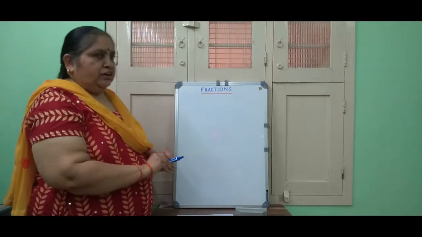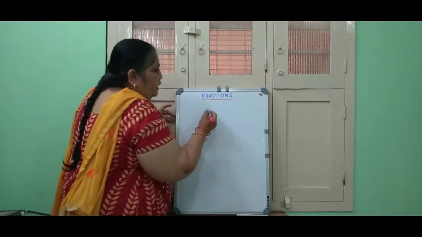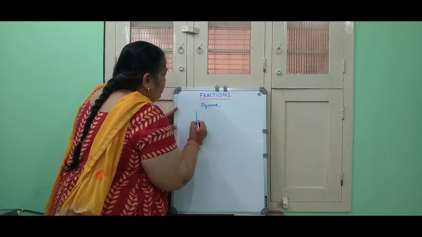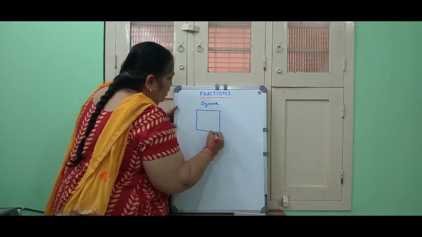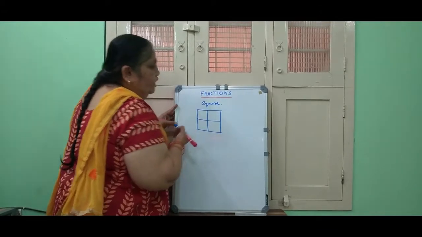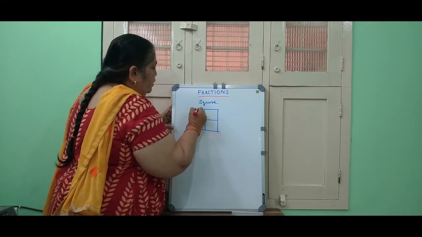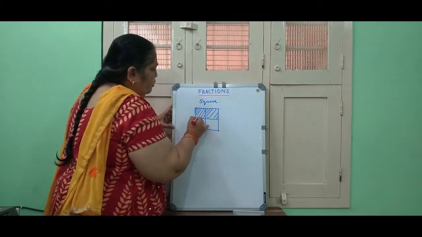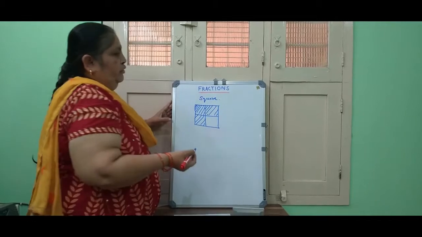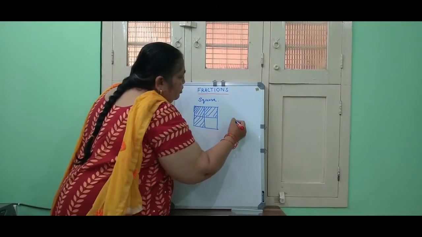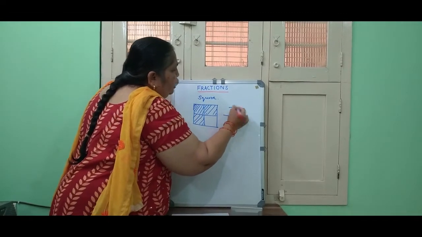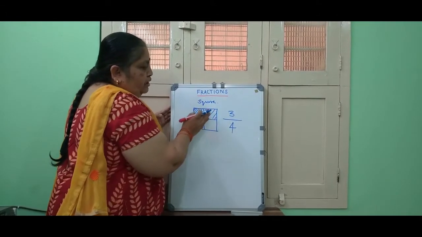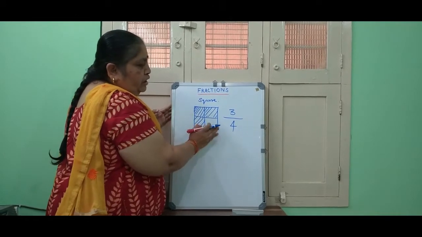And the fraction can be represented through diagrams also. Here I am taking a square, and I am dividing it into 4 parts. And I am shading 3 parts of it. So how many parts are there in the square? 4 parts. And out of that I have shaded only 3 parts. So here you can see the number 3. We have taken 3 parts out of the 4 parts.